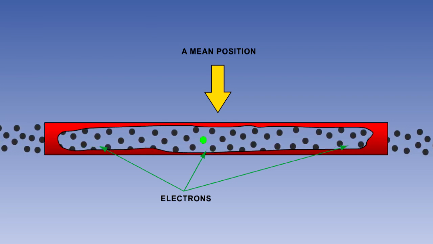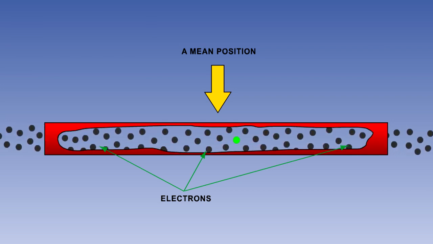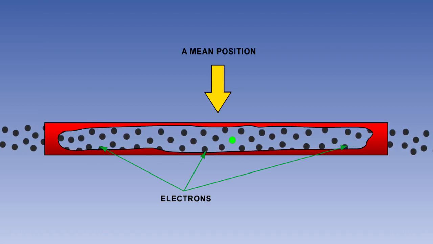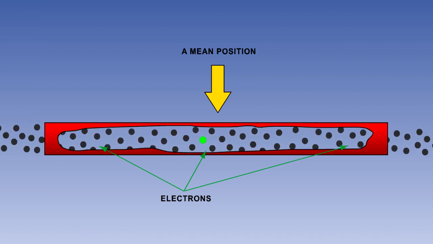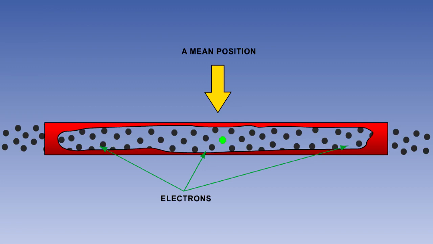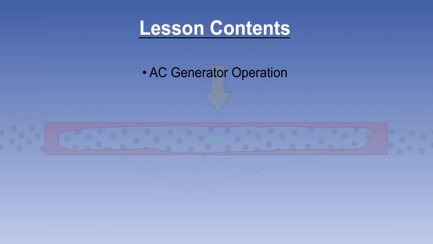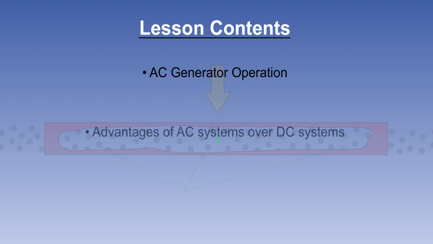If the electrons flowing in a circuit move backwards and forwards about a mean position, then the current produced is known as alternating current, or AC. In this lesson, we will review the operation of a simple alternator or AC generator. We will look at the advantages that AC systems have over DC systems, and we will explain the terminology that you need to become familiar with when discussing AC systems.